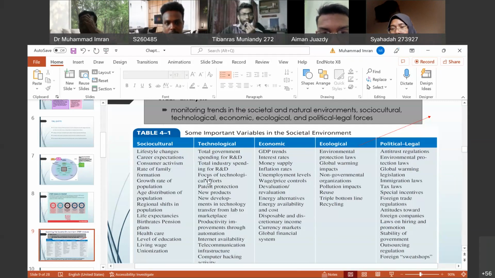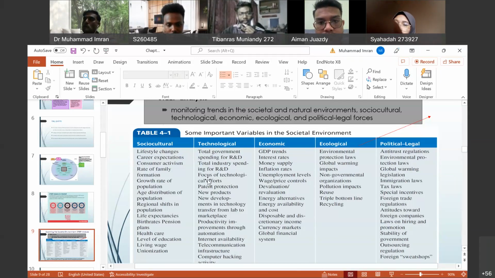Yes. Okay, the other one, Tiban, you can read the economic factors. Gross domestic product trends, interest rate, money supply, inflation rate, unemployment level, wage and price controls, devaluation, revaluation, energy alternatives, energy availability and cost, disposable income, currency market, and global financial system. Basically, these are very crucial factors because this is the economic power of the country as well as the economic power of the customer.